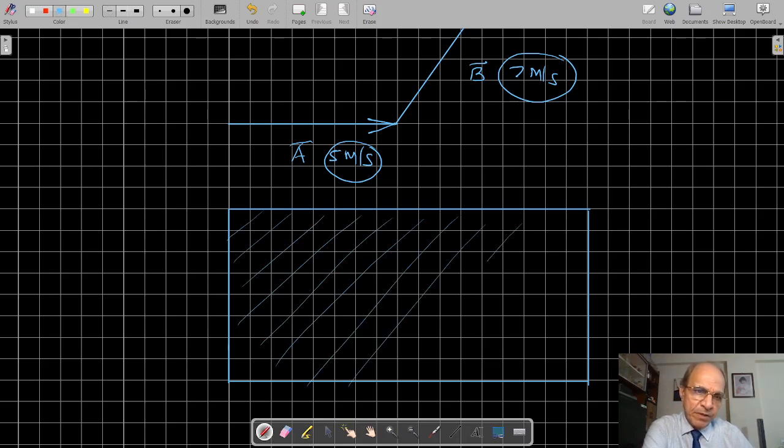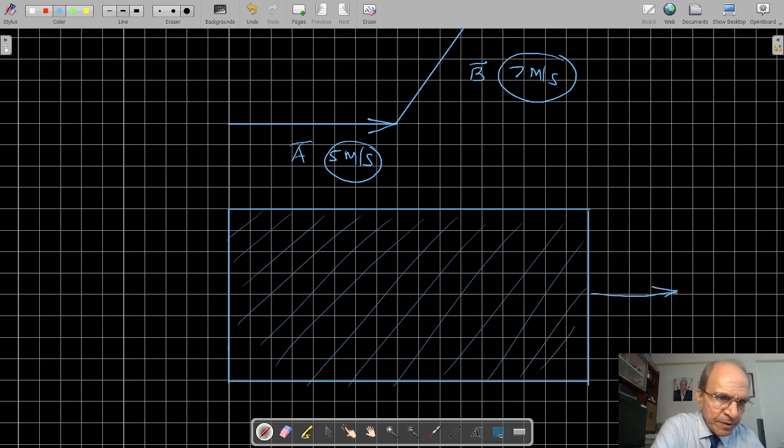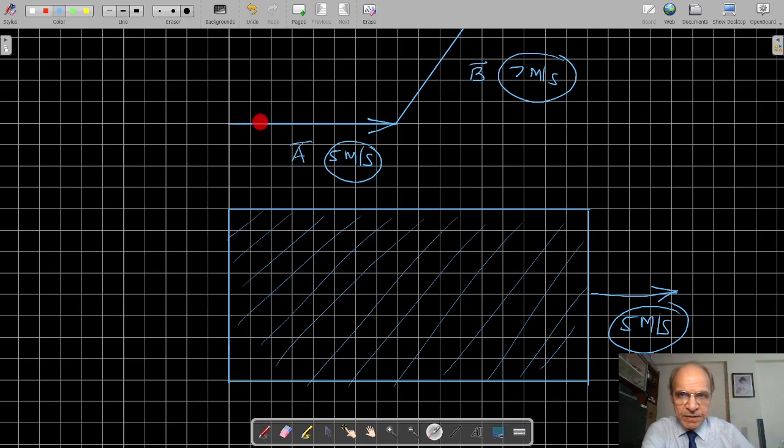This is a big horizontal platform, and this platform is moving in this direction with a velocity of 5 meter per second. This is the vector. A person is standing here. So this person will also move along with this platform with a velocity of 5 meter per second, because the platform is moving, therefore the person standing on the platform would also be moving with the same velocity.